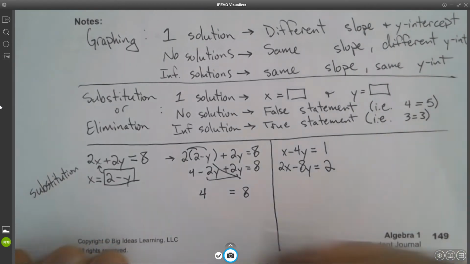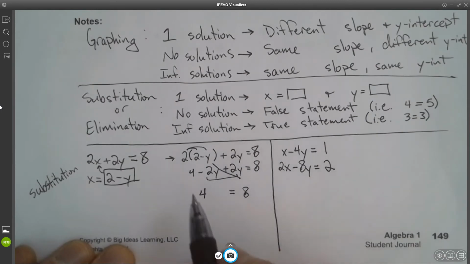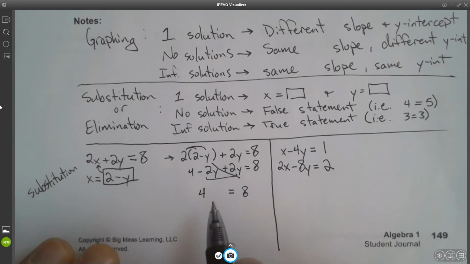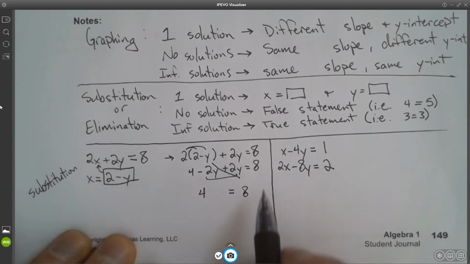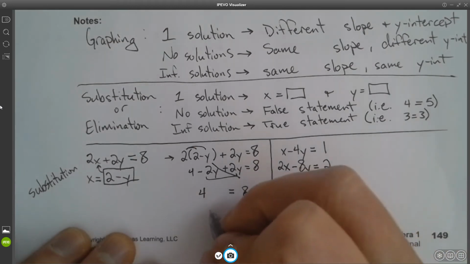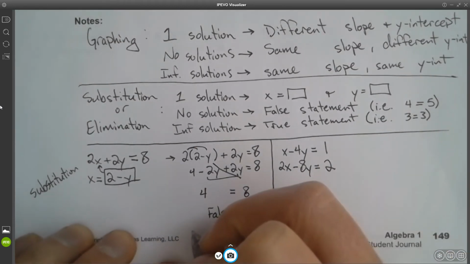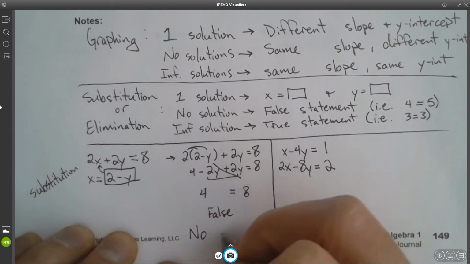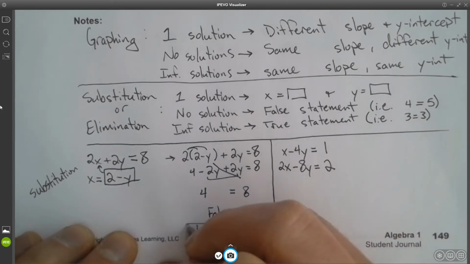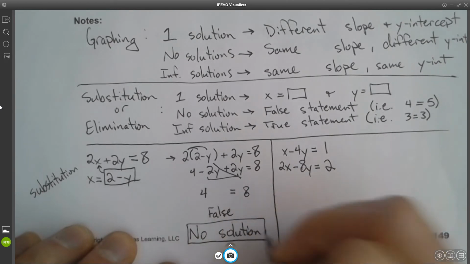Well, what does that tell me? That tells me that I can't continue solving and I have to decide between infinitely many or no solutions. Well, we want to think, is this a true statement? 4 does not equal 8, so that is a false statement. Therefore, this is a system that has no solution. So the end result is no solution.